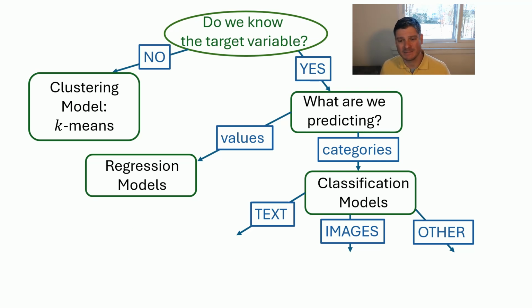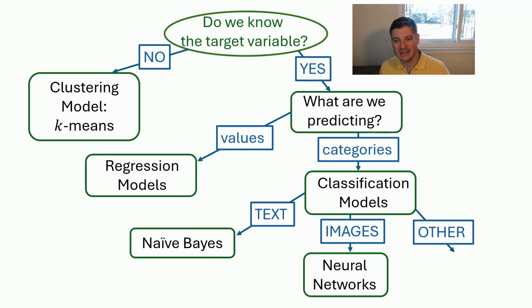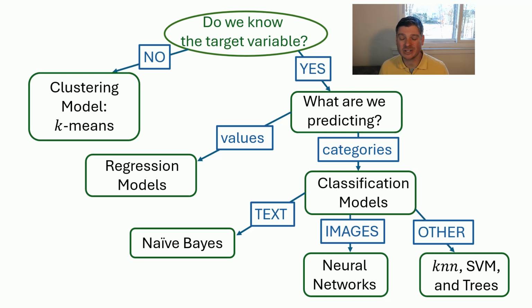If it's text, the best one is probably naive Bayes. If it's an image, really the only way we can go about this is with a neural network. And again, we can combine a simple neural network with a convolutional neural network with a recurrent neural network, depending upon the type of problem we're trying to solve. And if it's just another type of classification, well, maybe k-nearest neighbor works, or maybe a support vector machine, or maybe one of our tree type models.